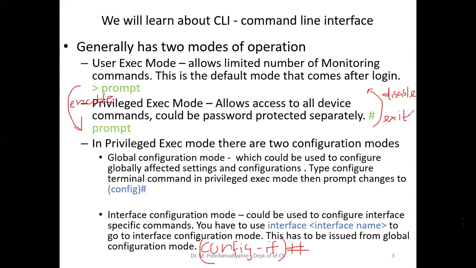Both commands will work. Either disable, you can type, or you can type exit, right? Then from privilege mode to the global configuration mode, the command is configure terminal. Then to go back, you can use the command exit, right?